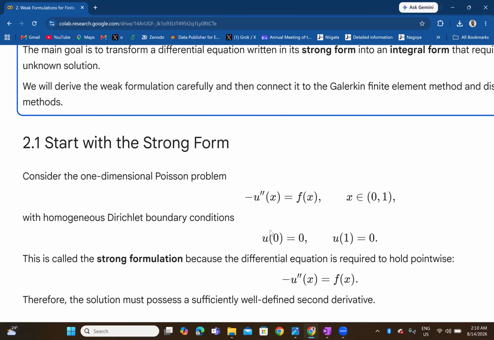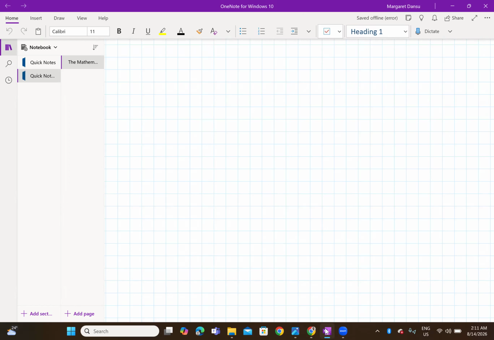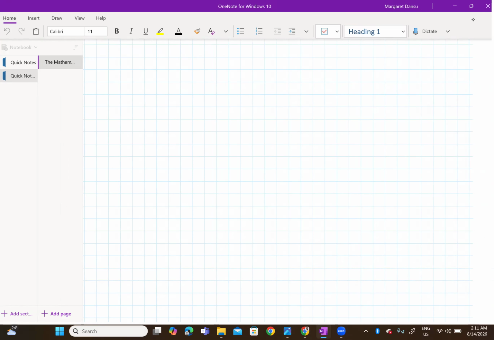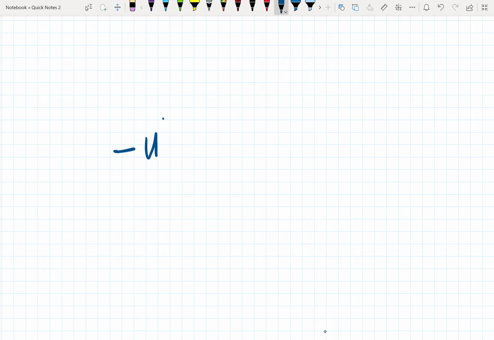Now, this whole setup is called the strong formulation, and that is because the differential equation is required to hold pointwise: minus u prime prime of x equals f of x. Therefore, the solution must possess a sufficiently well-defined second derivative. So here, this is actually an ordinary differential equation, minus u prime prime of x equals f of x.